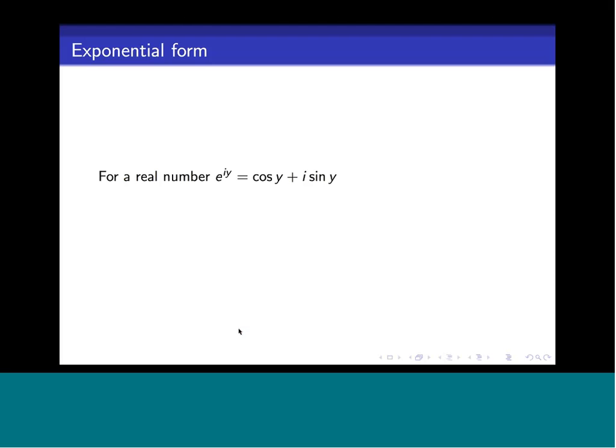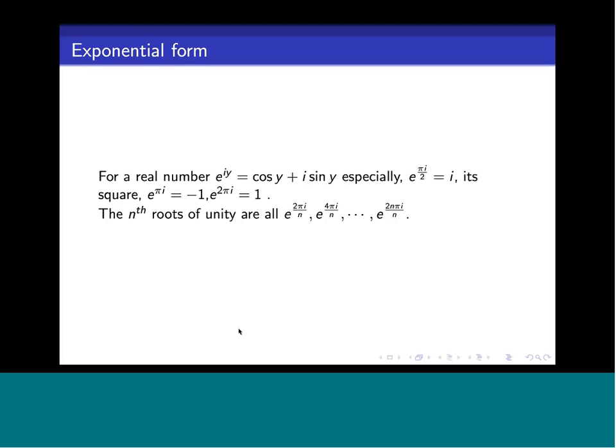Let's see a little bit with it. For example, e to the pi i over 2, which is i, right? According to that, it's cosine pi over 2, which is 0, plus i times 1, which is i. Do you get it? So e to the pi i is going to be minus 1. E to the 2 pi i is going to be 1.